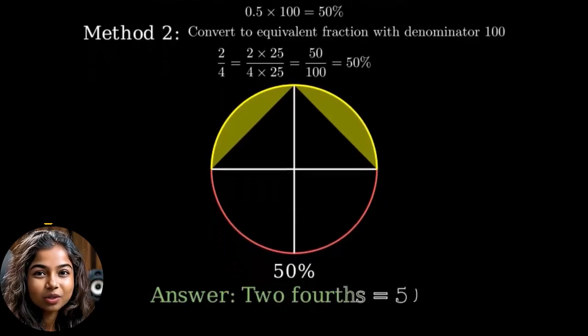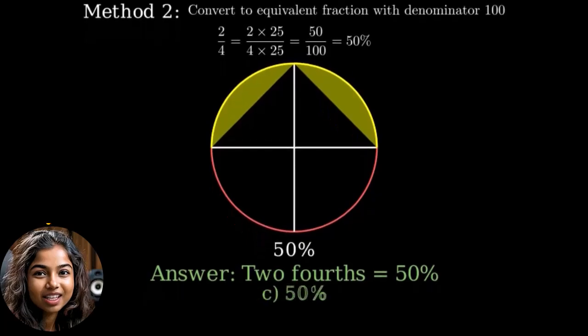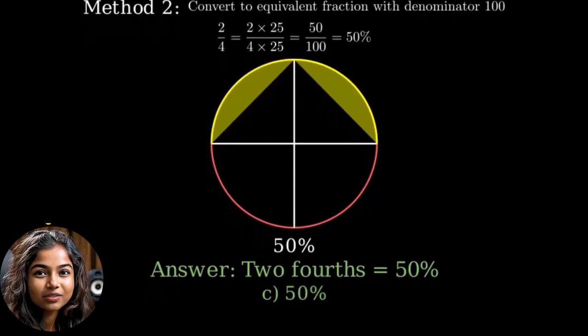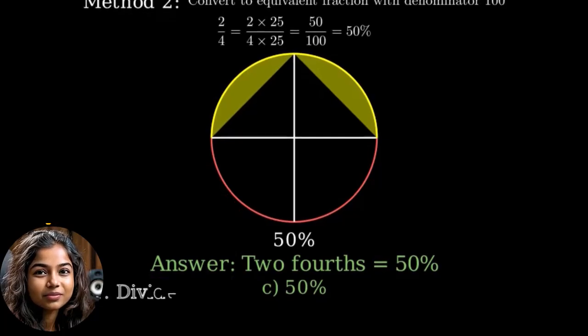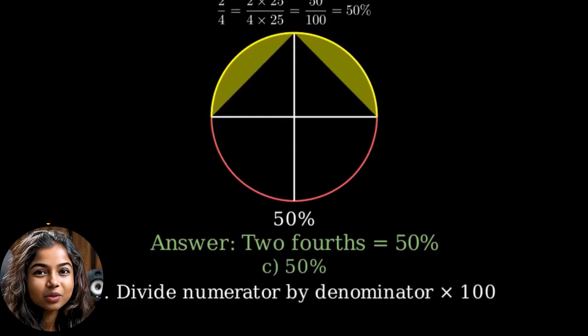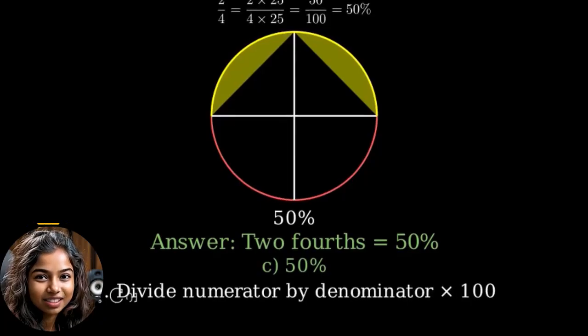Therefore, 2/4 equals 50%. Looking at our options, we can see that the correct answer is C, 50%. To summarize, we can convert a fraction to a percentage by either dividing the numerator by the denominator and multiplying by 100, or converting the fraction to an equivalent fraction out of 100.